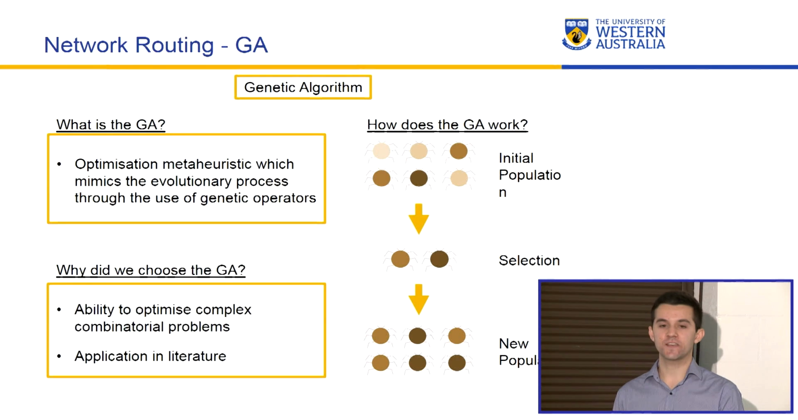The reason we chose the GA for this particular application is because of its ability to optimize complex combinatorial problems, which is precisely what the power network planning issue is. And of course, it's been applied in the literature. So it's been shown to be effective in other applications quite similar to our application here.